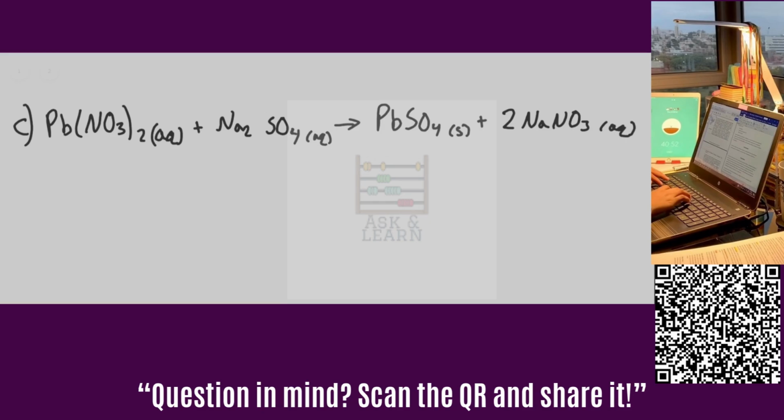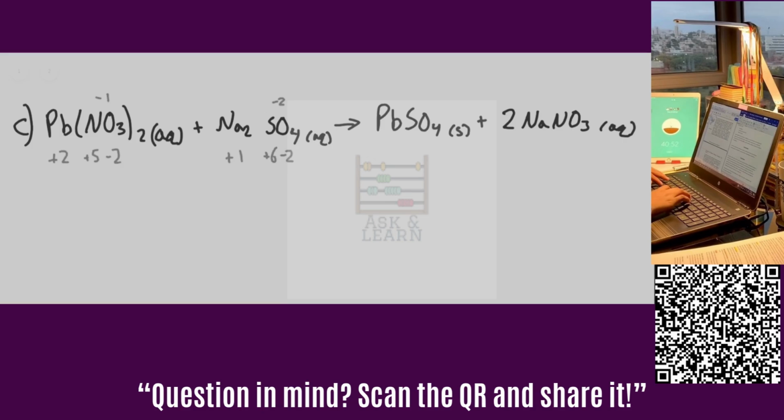So we can go ahead and check the charge on each of these. On lead, we have positive 2. On nitrate, we have a charge of negative 1 for the anion, the whole ion. Oxygen is negative 2, which means nitrogen has to be positive 5. Here we have the positive 1 on sodium. Oxygen is negative 2. Sulfate is negative 2. This means that sulfur has to be positive 6.